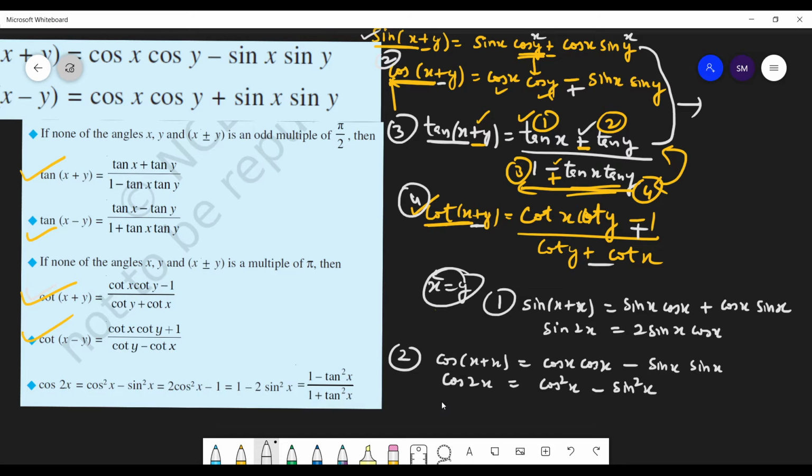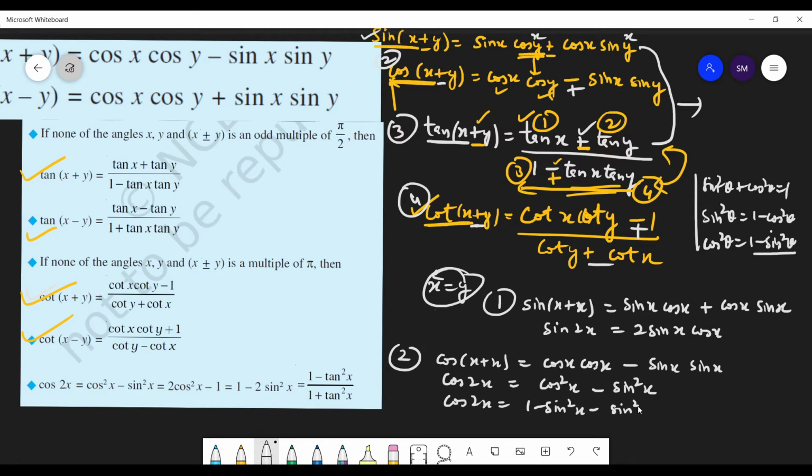Very good. Now you know the values like sin square theta plus cos square theta is equal to 1. You can write it as sin square theta is equal to 1 minus cos square theta, or cos square theta is equal to 1 minus sin square theta. Can you write it like this or not? Yes. So put the value of cos square x here. So cos 2x is equal to 1 minus sin square x minus sin square x. So that will be equal to 1 minus 2 sin square x.